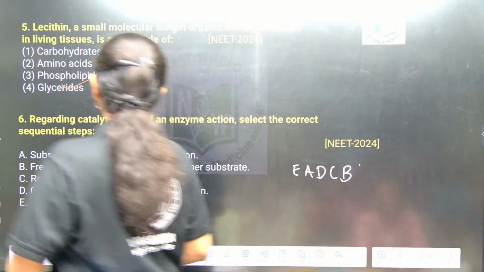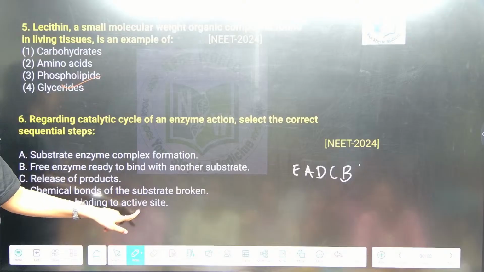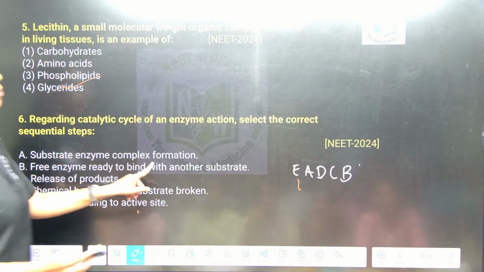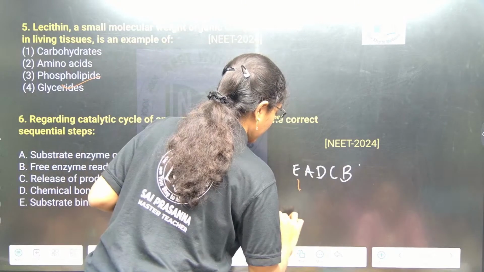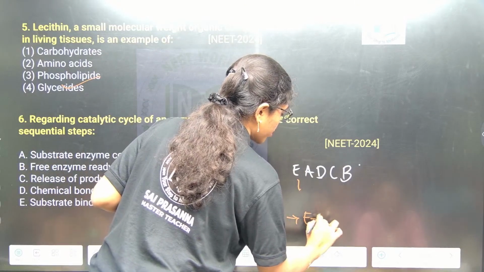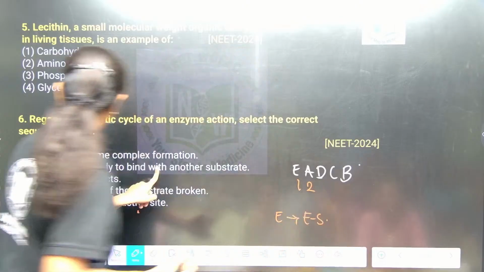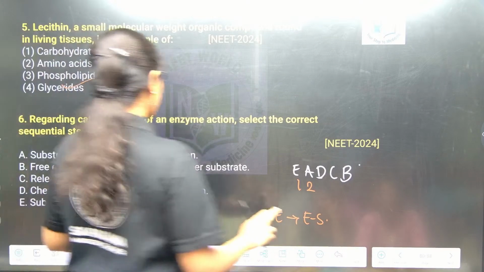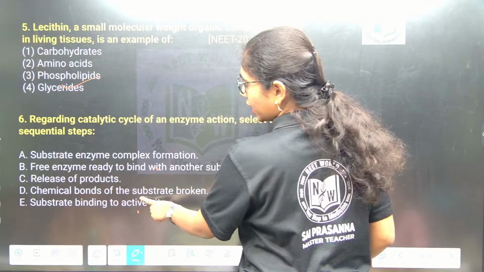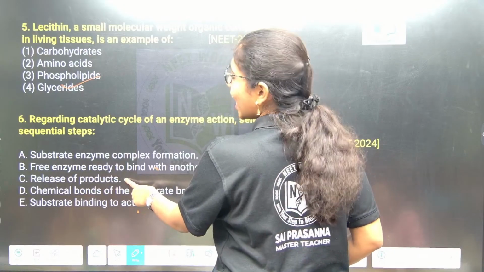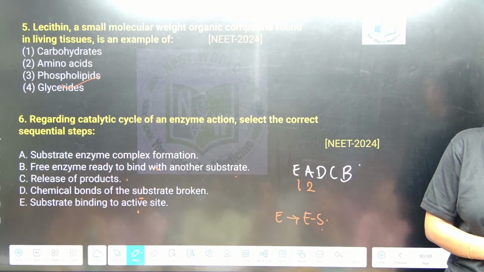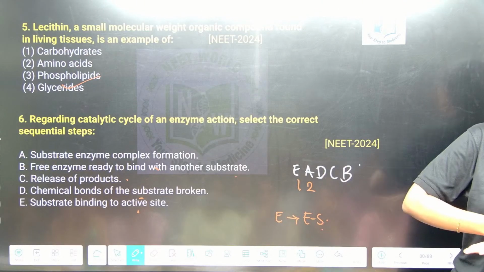Okay, we'll see. Substrate first binds to the active site of the enzyme. And then the enzyme-substrate complex is formed. And then you said D: chemical bonds of the substrate are broken, and then they will release the products, and then the enzymes are free to bind to another substrate. Correct only. Anybody objecting to this sequence?